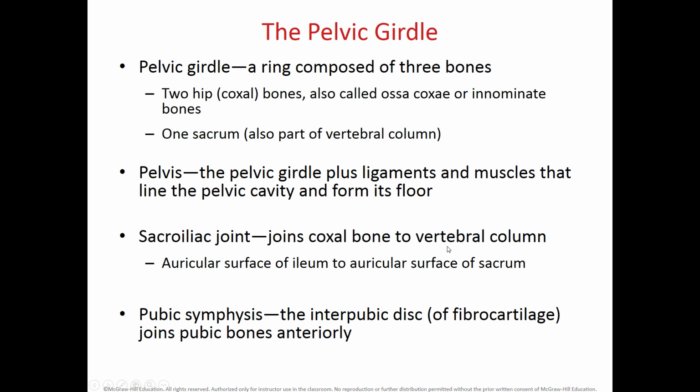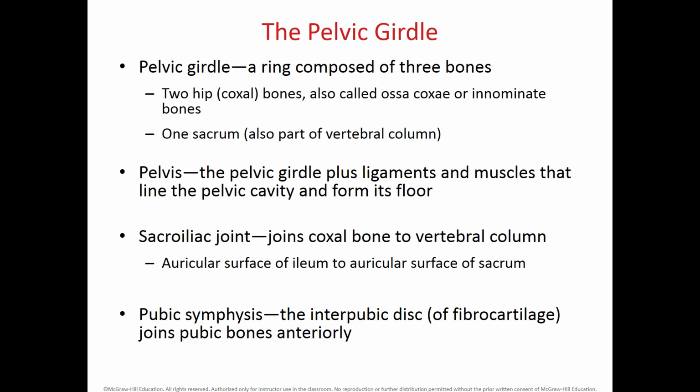Now for the pelvic girdle, it is one single bone that is called coxal, or os coxae, or innominate. And this one develops first as 3 separate bones that ultimately fuse. So the more proper name for the hip bones would be coxal. The coxal bone will form part of the pelvic girdle, but also the sacrum, which is also part of the vertebral column. So the pelvis will be the pelvic girdle plus the ligaments and muscles that line the pelvic cavity and form the floor of the pelvic cavity.